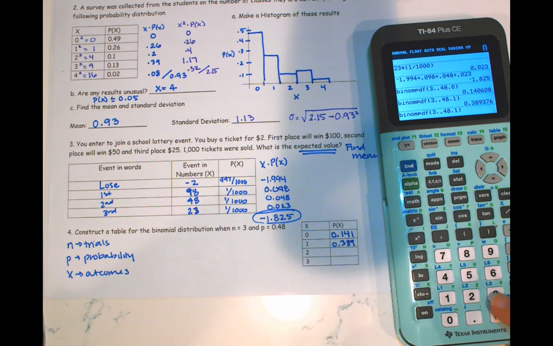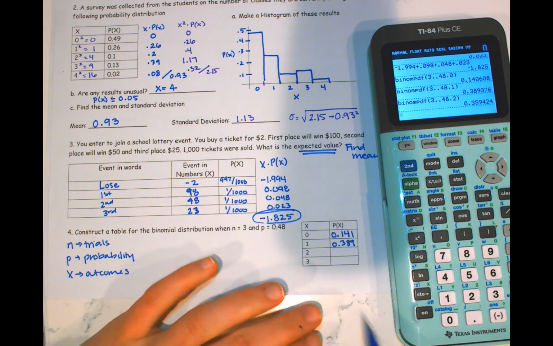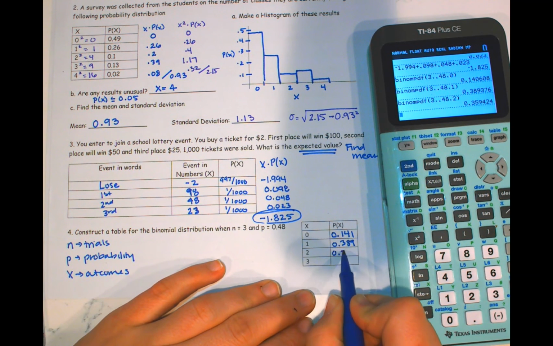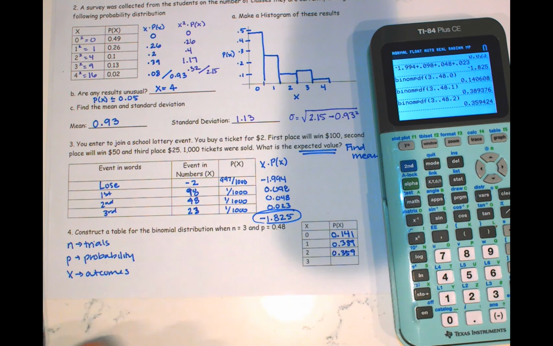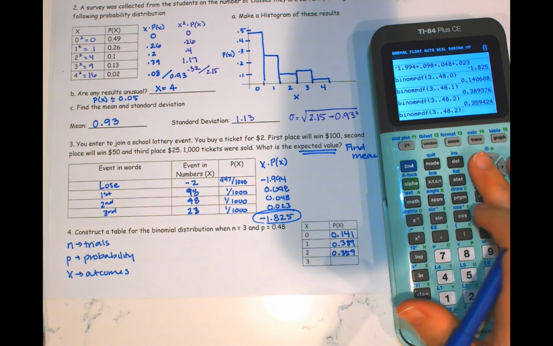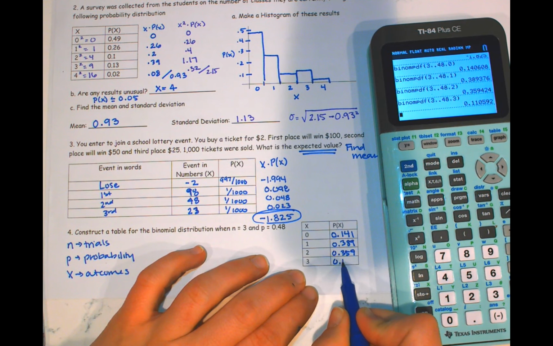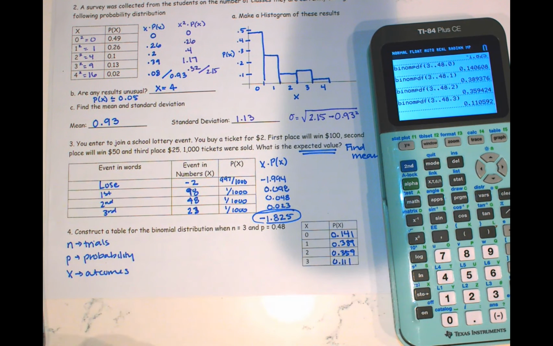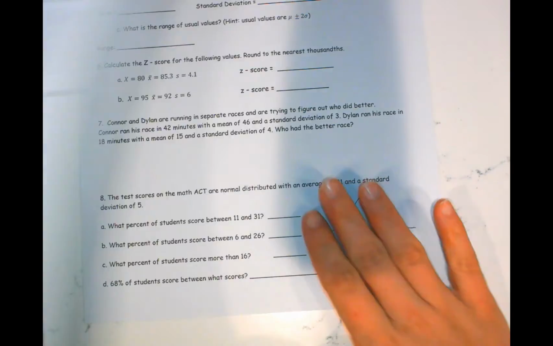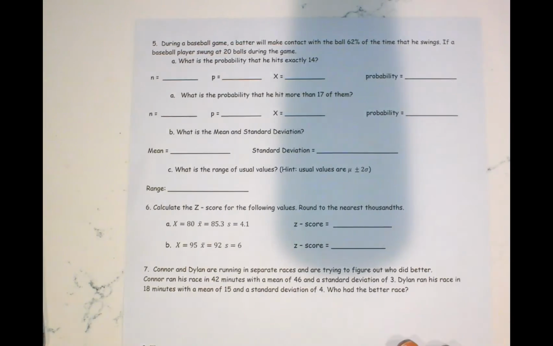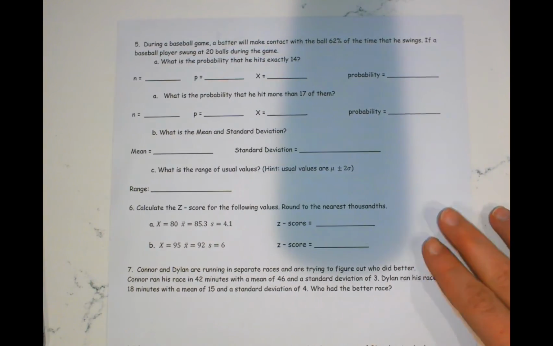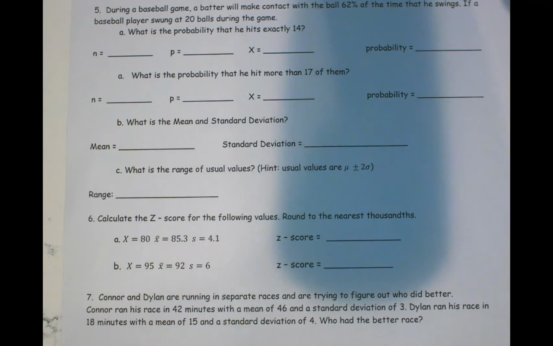So instead of 1, I'm going to put a 2. And then it tells me that for 2, I have 0.359. And then I'll change this to 3. And I have 0.111. And those would be all my probabilities. All right, we're going to continue with our binomial on the back. So if you turn your paper over, we'll look at some scenarios of our binomial distribution.